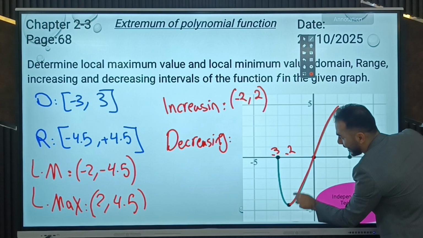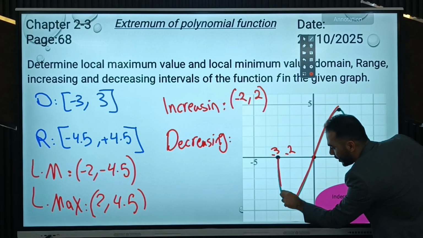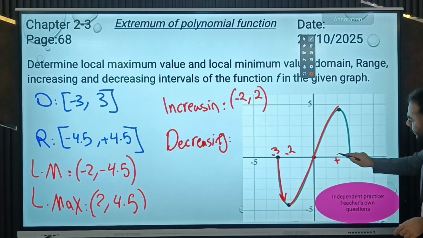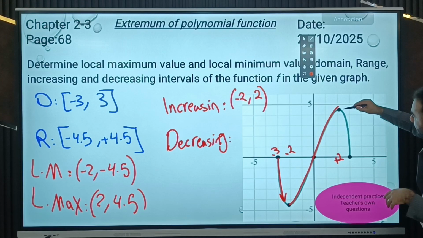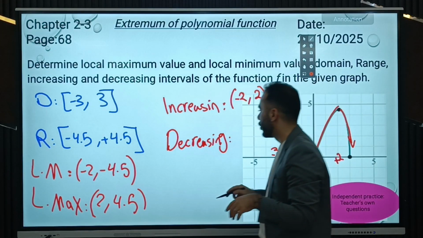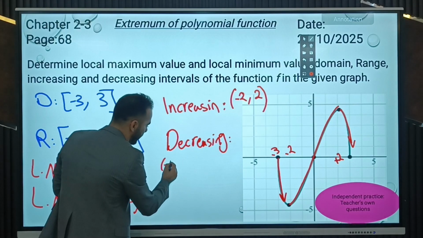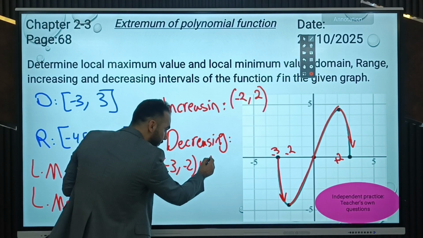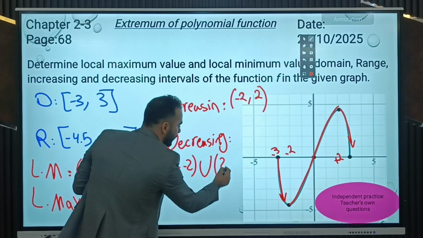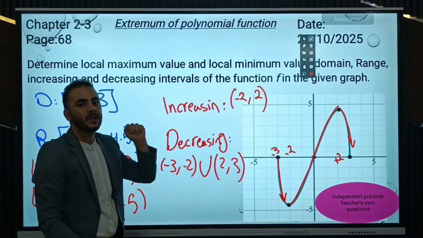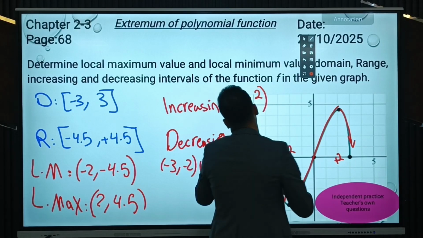And as well as from positive 2, from left to right we move, from positive 2 to 3, the graph is decreasing. So we can show this one in this way. From negative 3 to negative 2, union from positive 2 to 3. In these two intervals, our graph is decreasing. Perfect. And I hope that it is clear and understandable, guys.